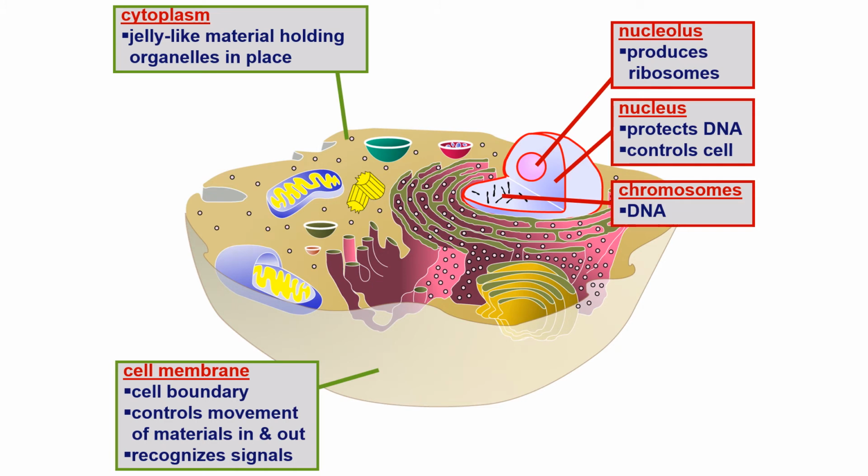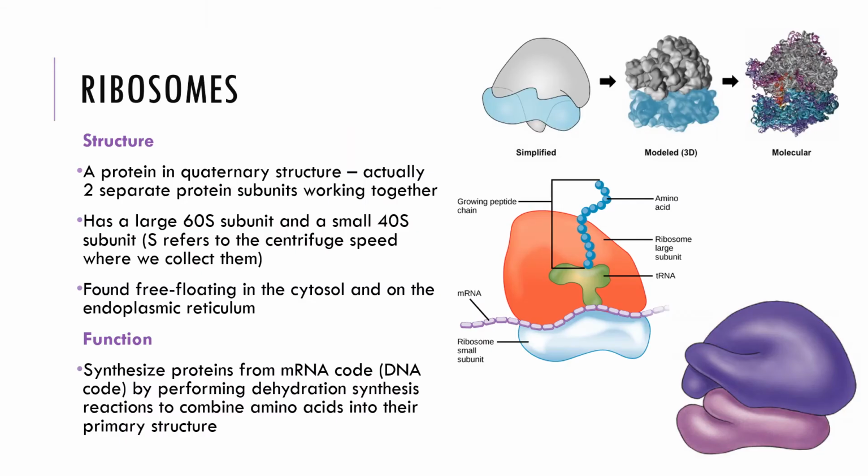So we've talked about the cell membrane. Last lecture, we talked about the cytoplasm. We've done our DNA, our nucleus, our nucleolus. Now we're going to move further out, away from the nucleus. The next structure that is important for job number one, making proteins, are the ribosomes.